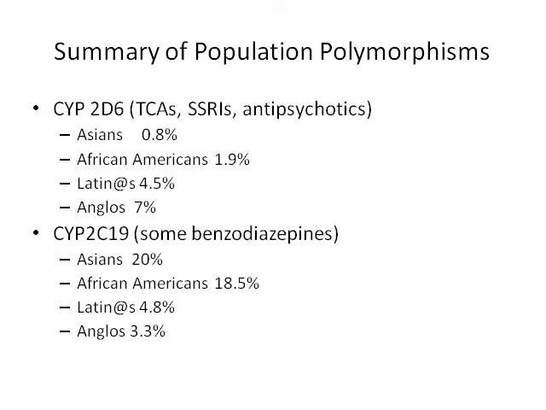Just a summary again, slide 67, we see that 2D6, which metabolizes tricyclics and some of the SSRIs and antipsychotics, we see that Anglo-Americans have about 7% with this polymorphism. Latinos about 4.5%, Asians about 0.8%, African Americans about 1.9%. The 2C19s, some of the benzos go through that, and we see that the Asians have a greater polymorphism, about 20%, African Americans about 18.5%, Latinos and Anglos much lower.